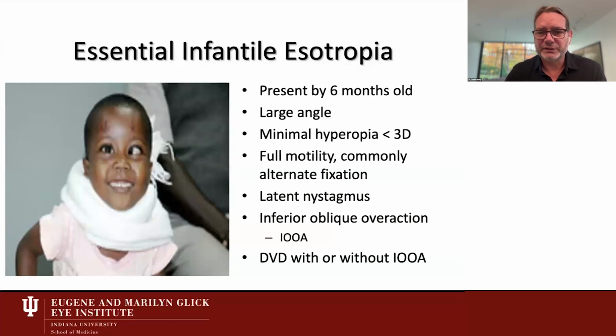You want to see full motility, no evidence that it's a 6th nerve palsy or a Duane syndrome. And some of the characteristics when you see these patients later are going to be the presence of latent nystagmus or OKN nystagmus asymmetry, and then the presence of inferior oblique overaction, as well as dissociated vertical deviation, or DVD. These don't guarantee when you see a 6-year-old that it was a congenital condition, but these are the things that are generally suggestive of congenital strabismus.